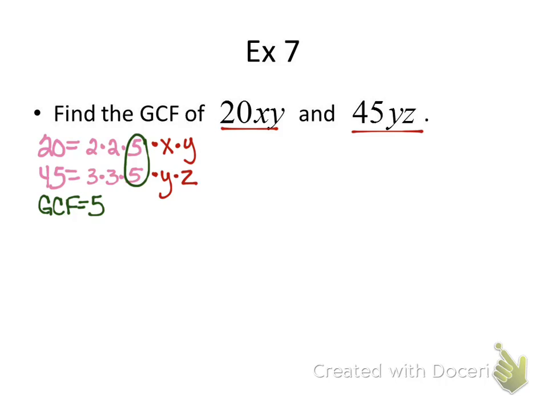So now looking, I can't just say the greatest common factor of 20xy and 45yz is 5 because they also have some variables in common. So look here. Do they both have an x in common? No. Do they both have a y in common? Yeah. So I will go ahead and circle my y's. Do they have a z in common? No. So they also share a y. So the greatest common factor for these numbers is going to be 5y.